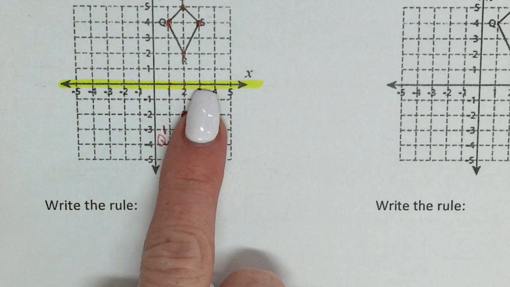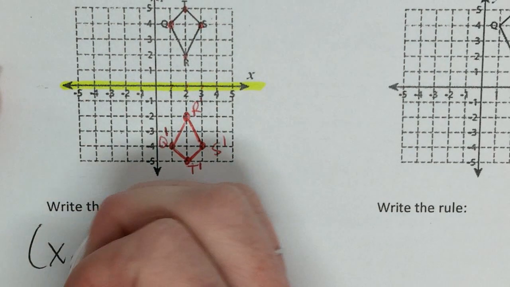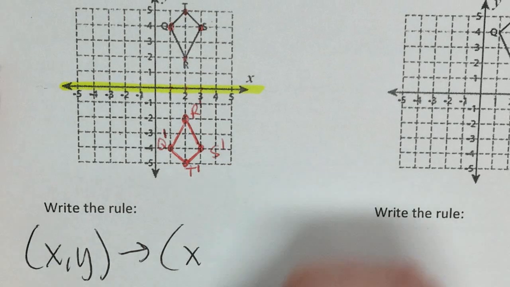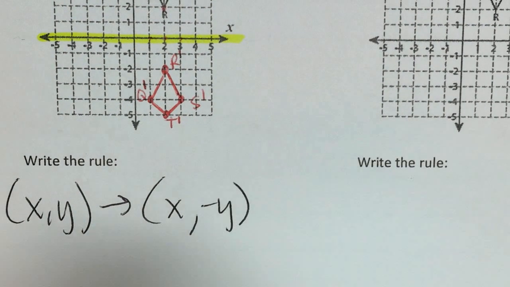All right, write the rule. What did we flip across? When we flip across the x-axis, the x stays the? All right, so our rule says, take your x and your y, and x stays the same. Y becomes opposite. So you just put a negative sign in front of it. I love reflections because they're easy.